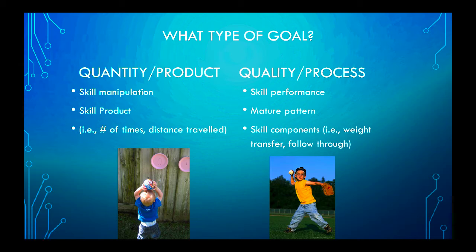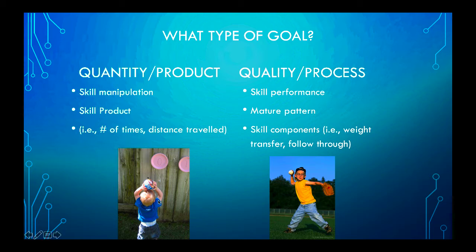All right, the other type of goal is a quantity or product type of goal. So this one really is focused more around skill manipulation or the product of the skill. So this would be, for instance, in this example, how many times they're able to throw the ball to hit the paper plate. So working on accuracy.